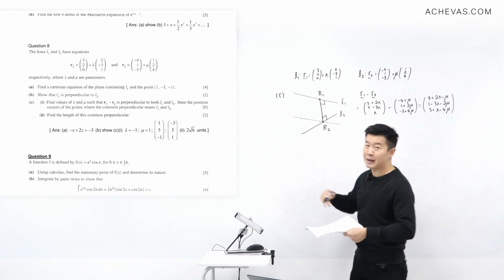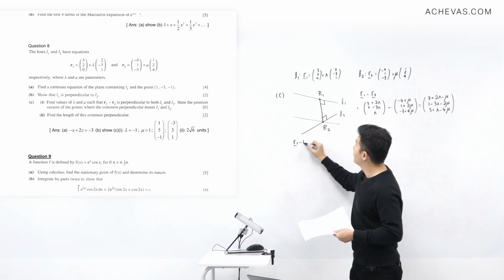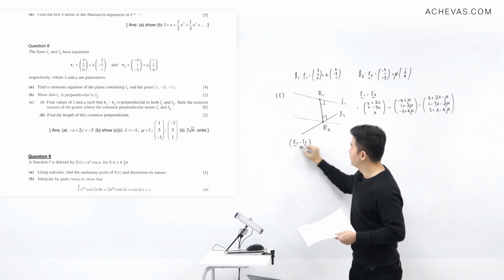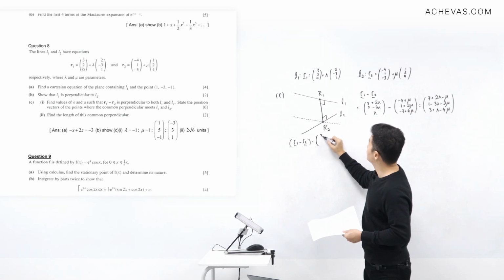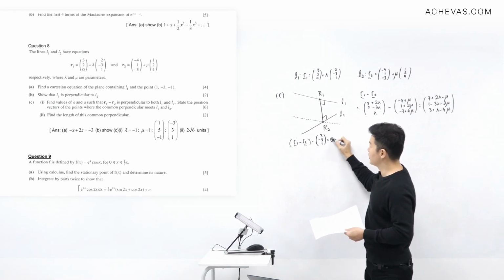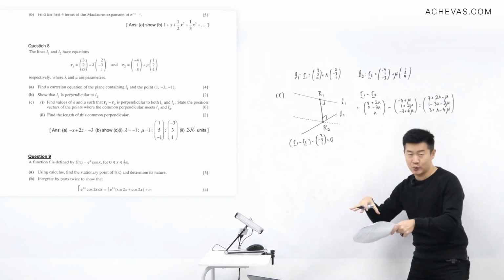Let me write it down here. If they are perpendicular, according to what we have learned in the syllabus, we can go for R1 minus R2. Since it's perpendicular to L1, so this dot (2, -3, 1) should be equal to 0. Okay, so this is the first way that I'm going to continue.